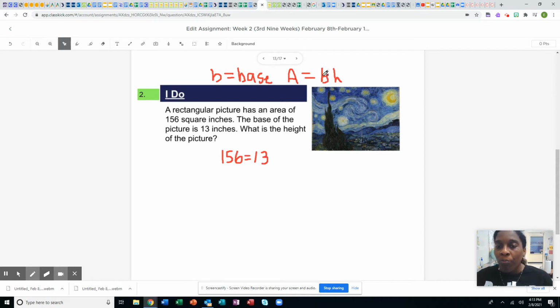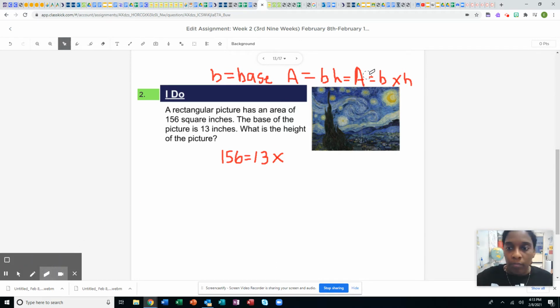And remember, when we have a letter next to a letter, the default operation in between these is automatically going to be multiplication. So A equals B, H really means A equals base times height. Okay, so these are the same thing. This really means this. Okay, 156 equals 13 times whatever our h is. And this is going to be a question mark because we don't know what our height is of this.